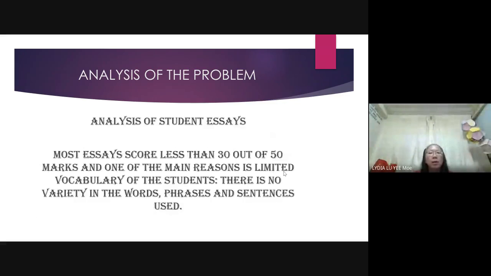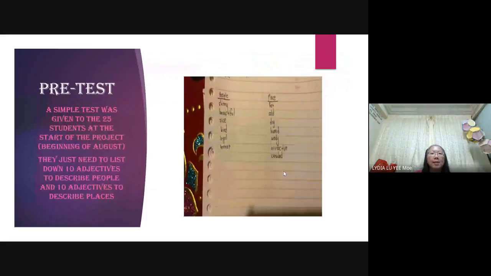So I also analyzed the students' essays. Most essays score less than 30 out of 50 marks for the continuous writing. And one of the main reasons is the limited vocabulary. There's no variety in the words, phrases, and the sentences used. Okay, so what I did was to carry out a simple pre-test, which was to ask them to write down 10 adjectives to describe people and 10 to describe places.